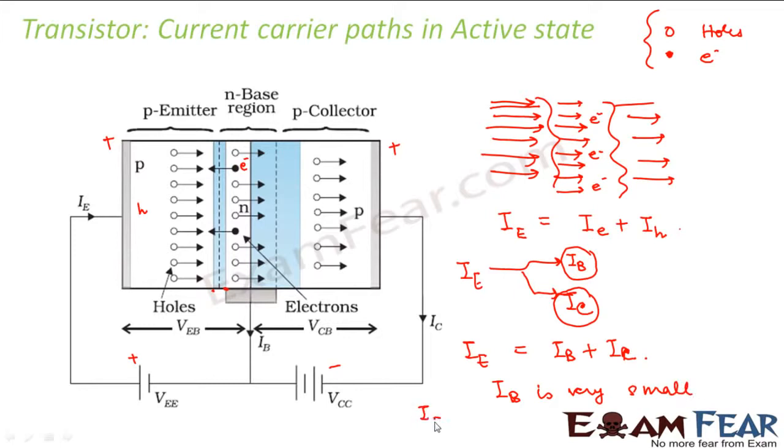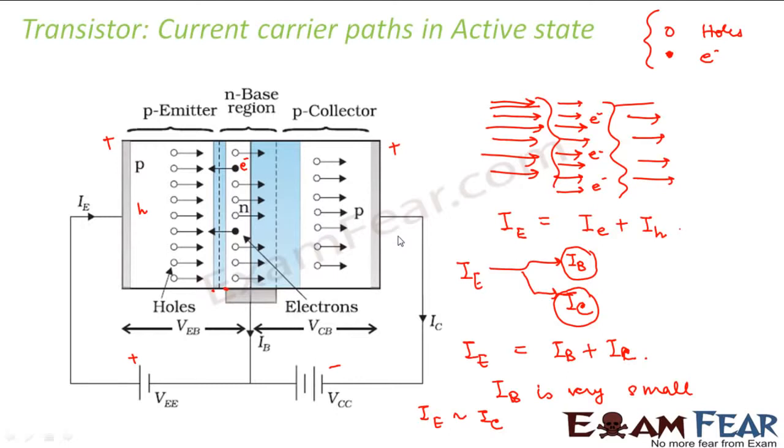So we can say that IE is approximately equal to IC. There is not much difference between the collector current and the emitter current. So when this transistor is put into a circuit, this collector current becomes the output current and the emitter current becomes the input current.